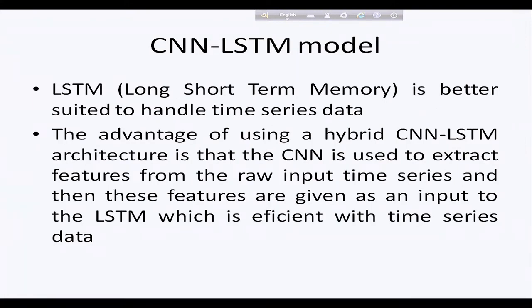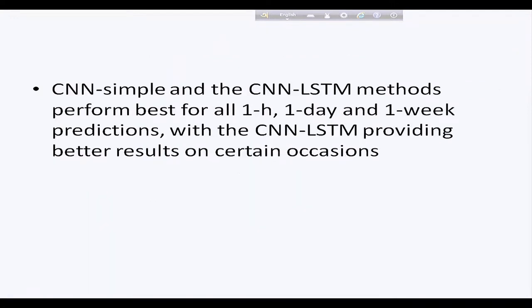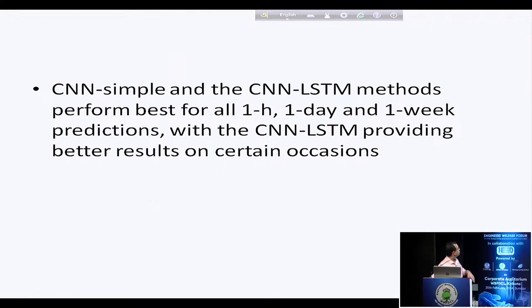So now, this is more efficient. The CNN LSTM model is more efficient compared to the individual LSTM model. Their overall observation is that there are some situations, because you see the 1 hour, 1 day, 1 week prediction, so there is a time frame. They have observed that in some cases the CNN is better, and in some cases the CNN LSTM is better. So either the CNN or the CNN LSTM model is performing better than any other model they have compared.